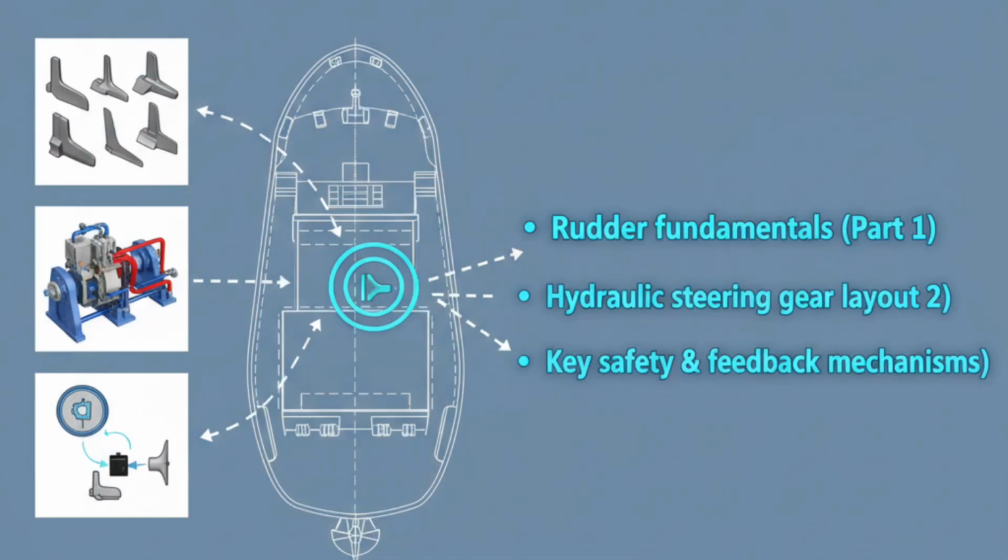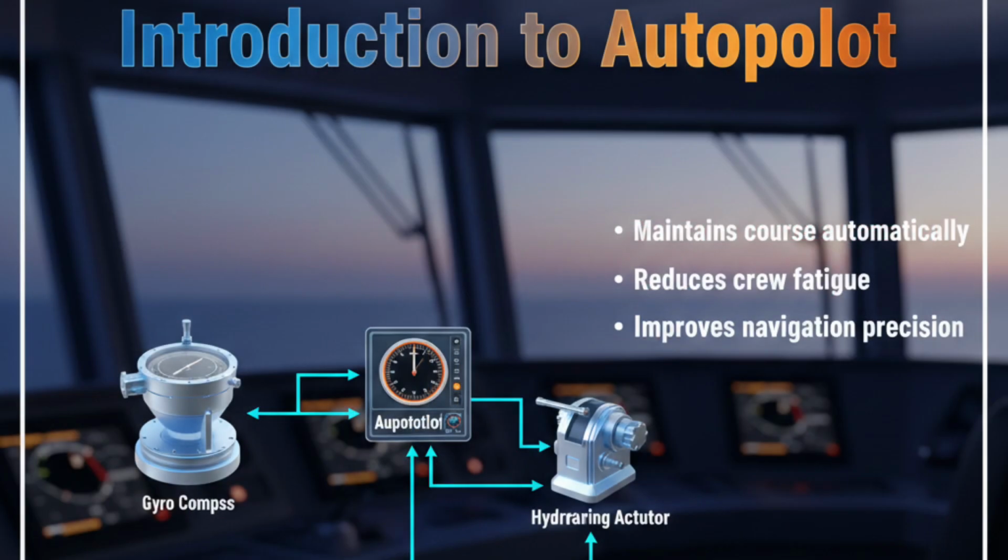Recap of previous lectures. Before we dive into autopilot, let's quickly recap what we've covered so far. In Part 1, we explored rudder types, forces acting on the rudder, and basic steering gear arrangements. In Part 2, we examined the hydraulic steering system, from the hydraulic power unit to pumps, actuators, ram and rotary vane types, control systems, and safety arrangements. Having this foundation will help you better understand autopilot operation because autopilot essentially controls the same hydraulic steering gear automatically. Remember, autopilot does not replace manual knowledge, it builds on the fundamentals you already learned.